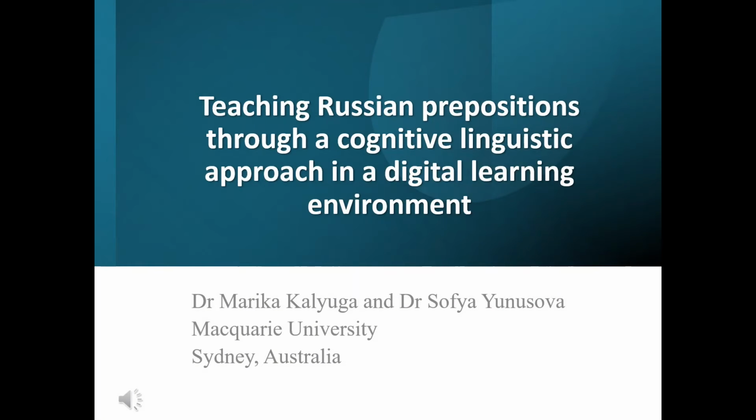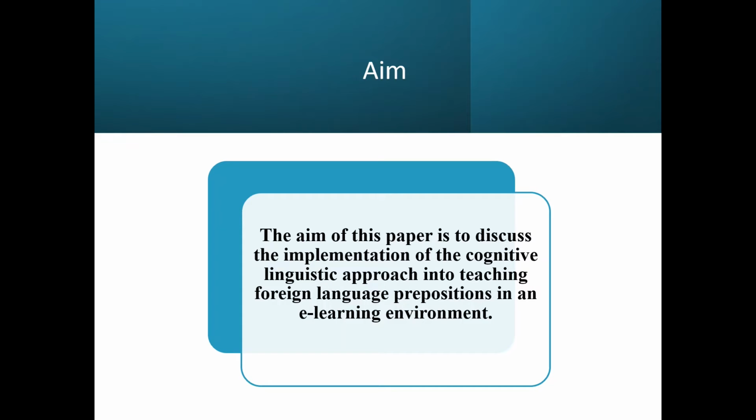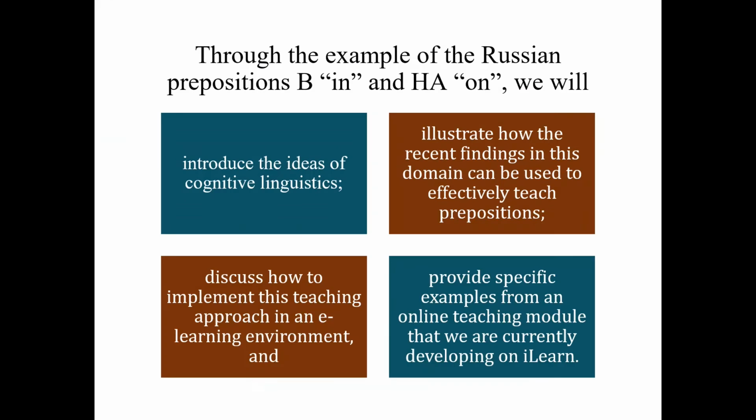The aim of this paper is to discuss the implementation of the cognitive linguistic approach to teaching foreign language prepositions in an e-learning environment. On the example of the Russian prepositions v, in, and na, on, we will introduce the tenets of cognitive linguistics, illustrate how the recent findings in this domain can be used to effectively teach prepositions, discuss how to implement this teaching approach in an e-learning environment, and provide specific examples from an online teaching model that we are currently developing on iLearn.